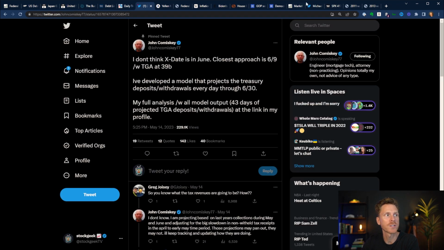There are people on Twitter such as John Comiskey who are forecasting the daily balances, and he has a very detailed breakdown of what he thinks the deposits and withdrawals will be by day and what that means for when the X date will be. He believes the X date, for instance, will be in late July. Regardless of when that X date actually comes, it's clear that there isn't that much time for Congress to act to try to come to an agreement on raising the debt ceiling to avoid a major financial crisis.